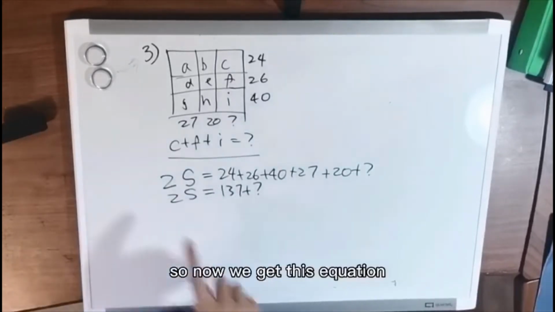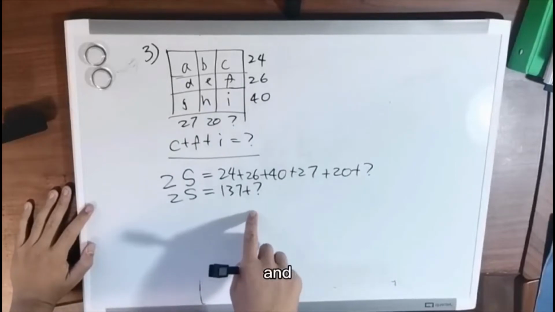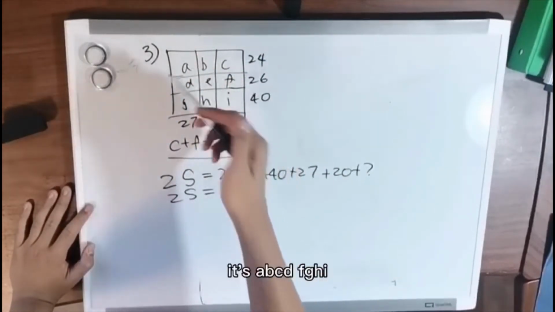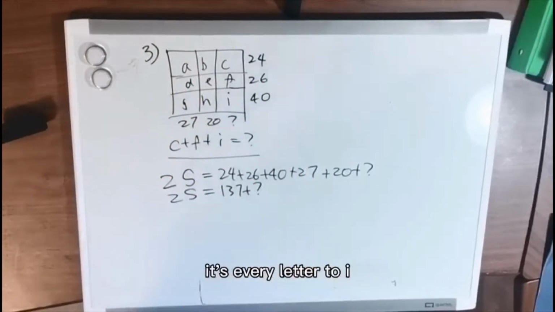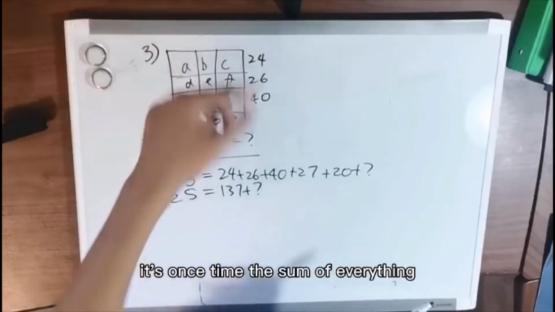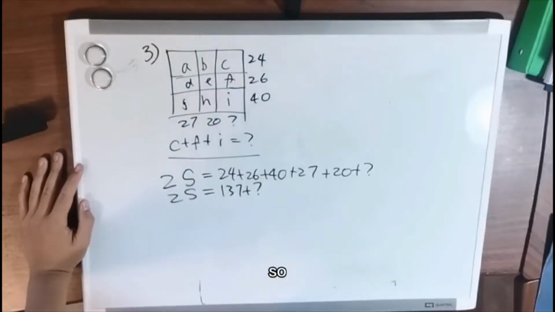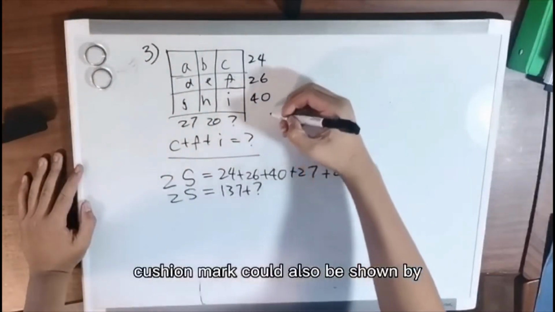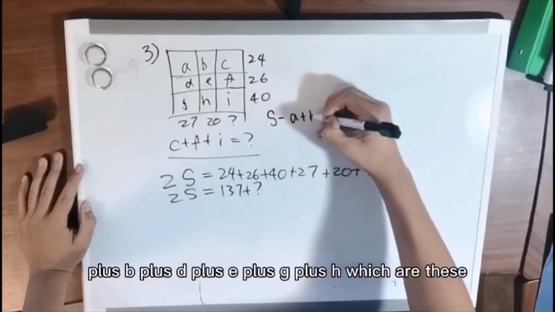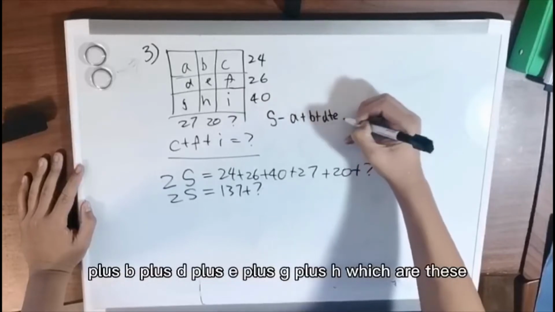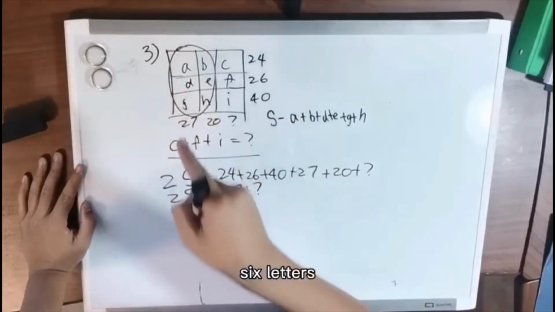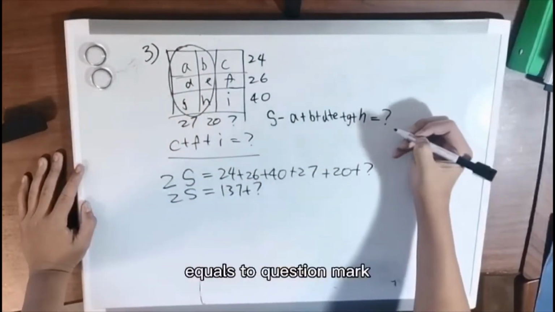Now we get this equation. Because in this one box, it's A to I, right? It's A, B, C, D, E, F, G, H, I. It's every letter, which is 1 times the sum of everything. So question mark could also be shown by S minus A plus B plus D plus E plus G plus H, which are these 6 letters, equals question mark.